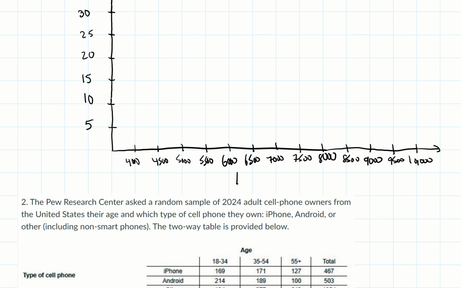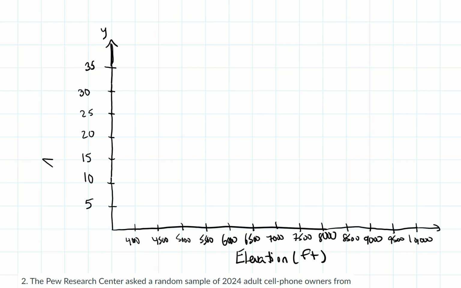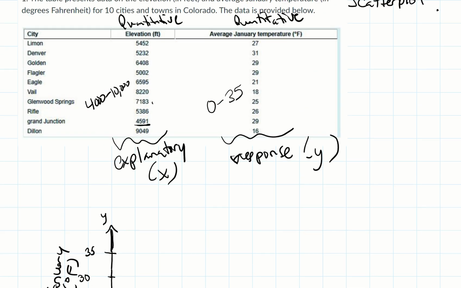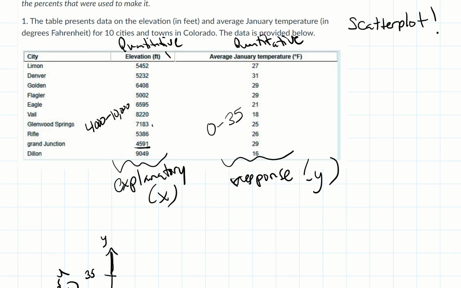Okay, so we said that this is the elevation. And this was the average January temperature in degrees Fahrenheit. Okay, so we're going to go ahead and plot each of these, knowing that this is going to be X, this is going to be Y. So these are my coordinates right here. So about 5,527.